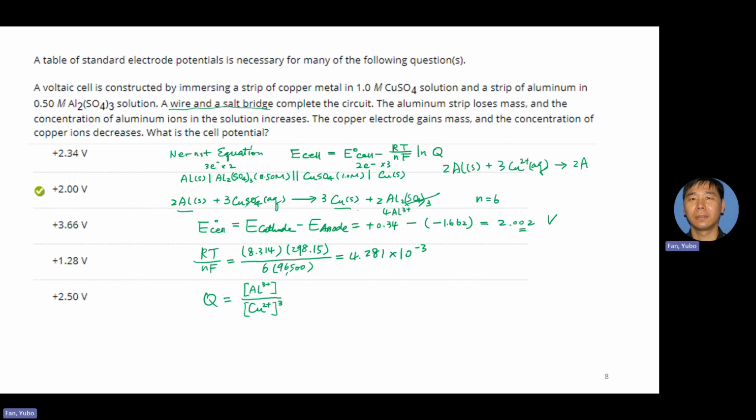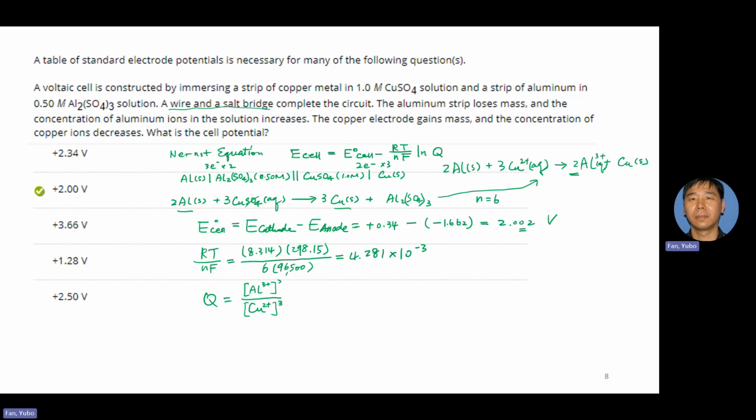Oh, sorry, there's no 4 here. I shouldn't put that here. So just put 2 for the aluminum, so 2 aluminum 3 plus. That's correct. Plus 3 copper 2. This is solid. This is aqueous. So we need to convert the balanced molecular equation to the net ionic equation. That's easier for us to do the calculation.